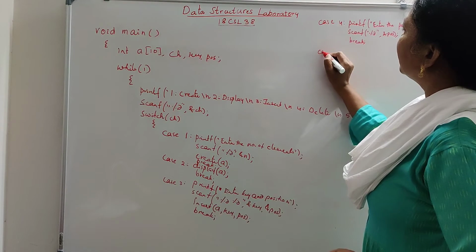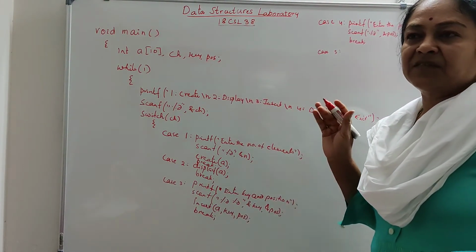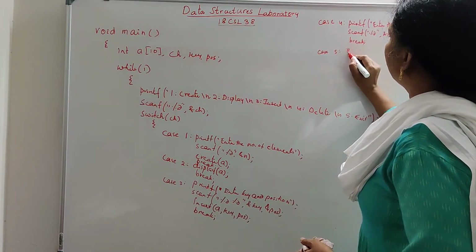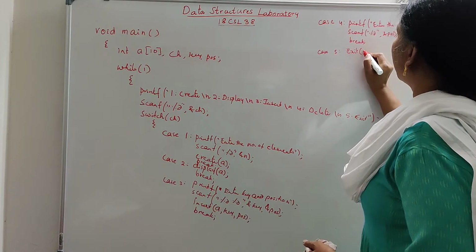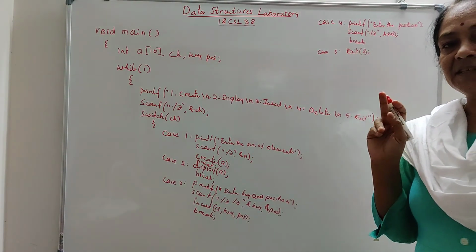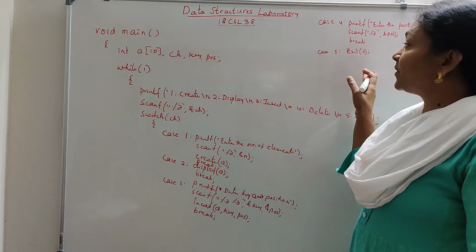Okay, the last one is nothing but exit. I'm not going to use any default and all, because the first program, let it be very simple. So case 5, then this will be exit of 0. Okay, so there are two choices here, exit of 0 and exit of 1. What is the difference between exit of 0 and exit of 1? Why are we not writing exit of 1?